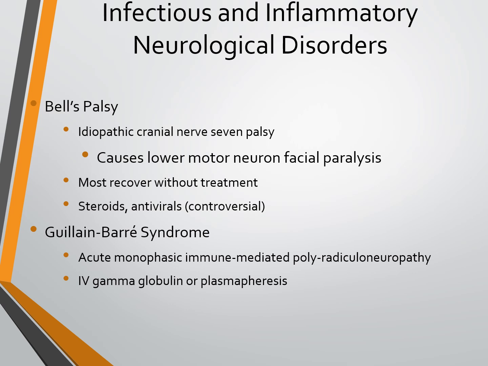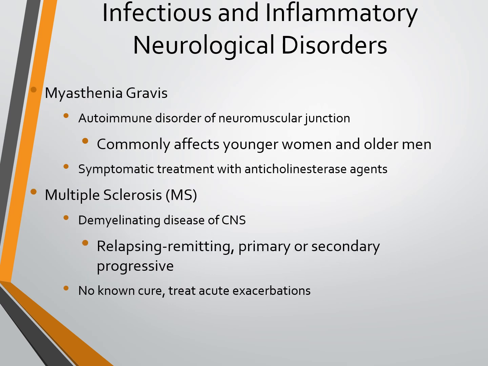And Guillain-Barré syndrome, which is an acute immune-mediated polyradiculopathy. Any patient who has Guillain-Barré syndrome will get IV gamma globulins. So if you think it's Guillain-Barré, then the patient needs to be referred to the emergency room for treatment. Myasthenia gravis is another infectious and inflammatory neurological disorder. It's autoimmune and it's neuromuscular as well. It usually affects younger women and older men. It is a symptomatic treatment with anticholinesterase agents. You're going to treat the symptoms in which they present.